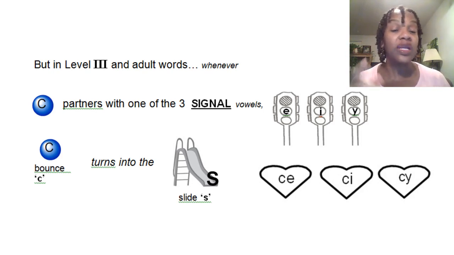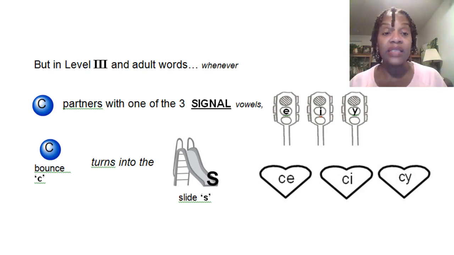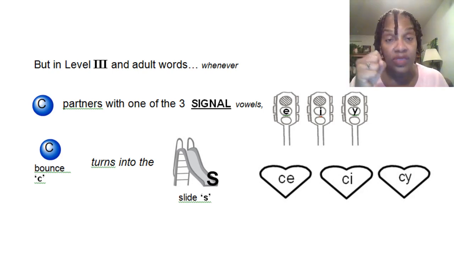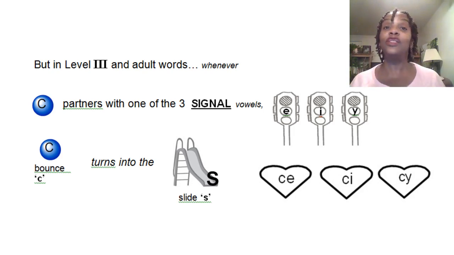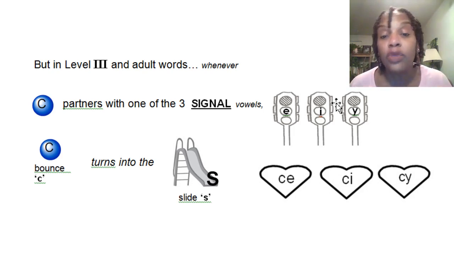All right, so we're going to get into this a little deeper in the class, but just know this. When the bounce sound C is partnered with one of the 3 signal vowels, E, I, or Y, the C turns into an S sound. And so the new partner sounds something like this. Repeat after me. Se. All right? And the partner CI says si. And the partner CY says sy.